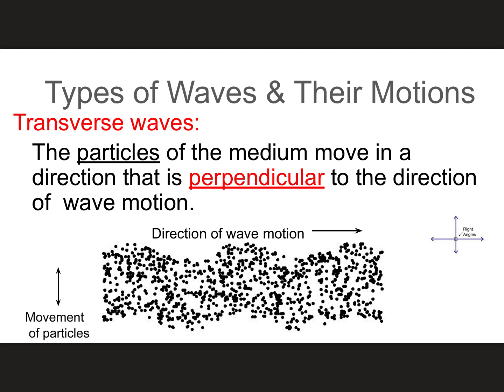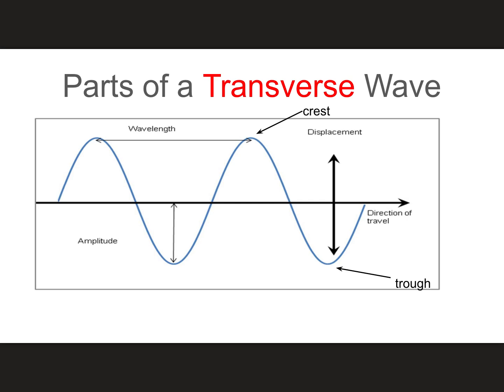In transverse waves, particles in the medium move perpendicular to the direction of the wave motion. So the wave is moving this way, but the particles actually move up and down. So they are moving perpendicularly to each other. And there is some very specific terminology that we need to use when we are describing parts of transverse waves.